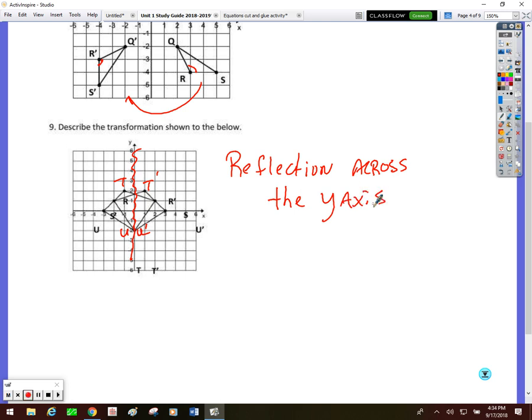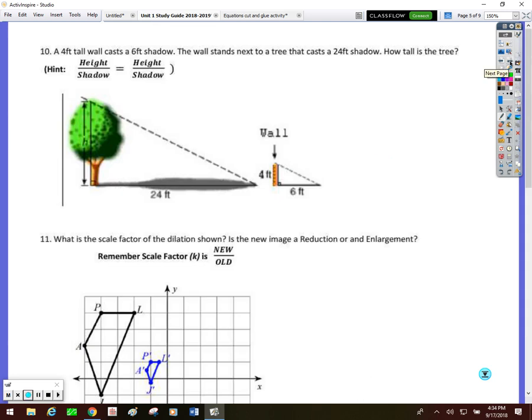All right, and that's all you're doing, is walking yourself through this type and see. Okay, it didn't turn. If it did, that T would have been down here, right? Okay, didn't flip. If it did, it would have been down here, and it didn't get any bigger. So all you're left with was a reflection. Okay. All right, here we go.